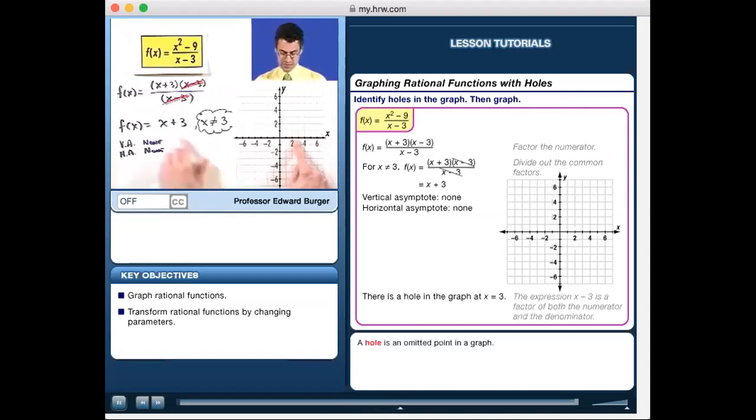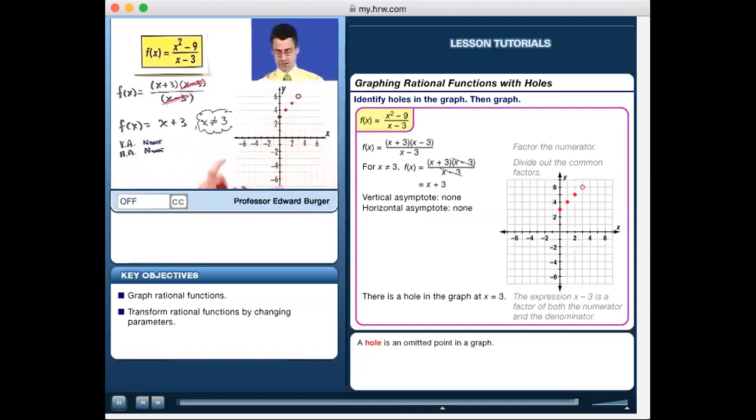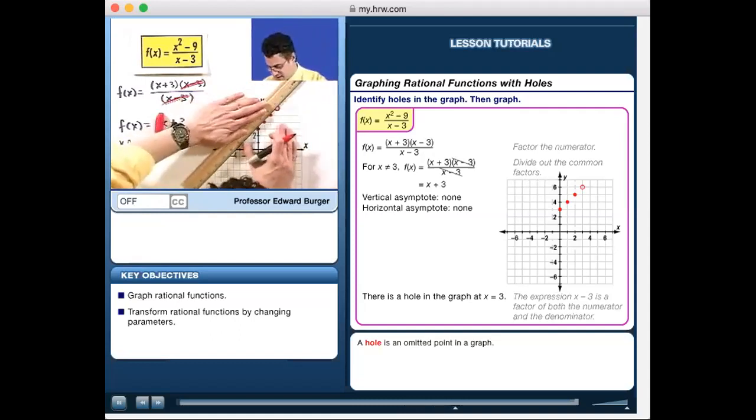So you can think about just graphing this line normally. How would you do that, by the way? Well, it has a y-intercept of 3 and slope of 1. So it's 1 over 1 up, 1 over 1 up, 1 over 1 up. But I'm not allowed to equal 3. So I put a hole there. But all the other points are okay. So when I take my straight edge and produce the line, I'm actually going to see a really cool graph.